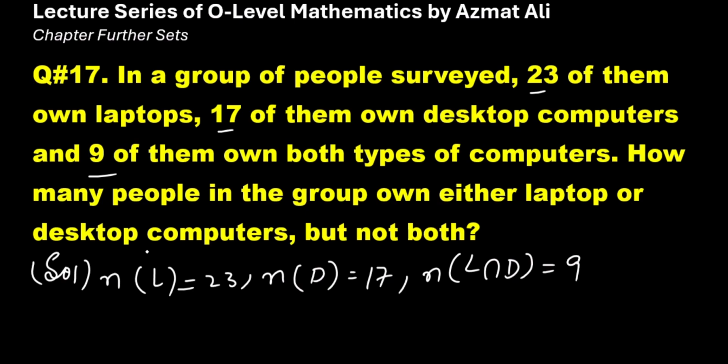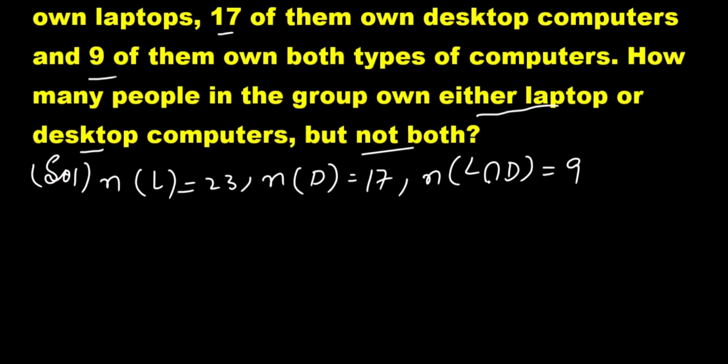How many people in the group own either a laptop or a desktop but not both? This is an interesting case. If it said find the number of people who have either laptop or desktop or both, then this is simply L union D. But now this is the case of difference of two sets.